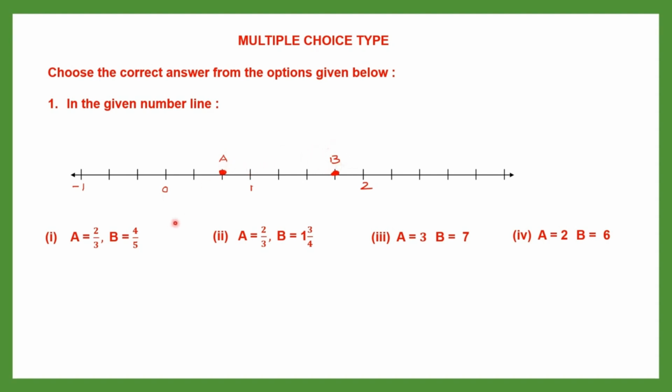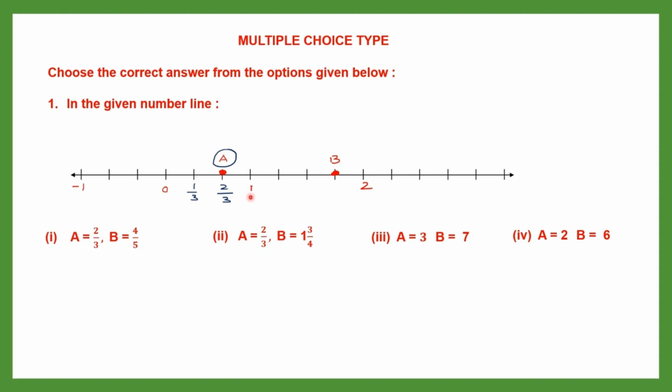So let's look at A first. Now between 0 and 1, how many parts are there? 1, 2, 3. So this is one part, this is a second part, this is a third part. So that's three parts. That means the first marking that you see here will be 1/3 of the three parts. This will be 2/3 of the three parts. So now we have the value of A. A is 2/3. So let's look and see where we have 2/3 in the options. So here we have 2/3. Here also we have 2/3. That means we need to find the value of B now.